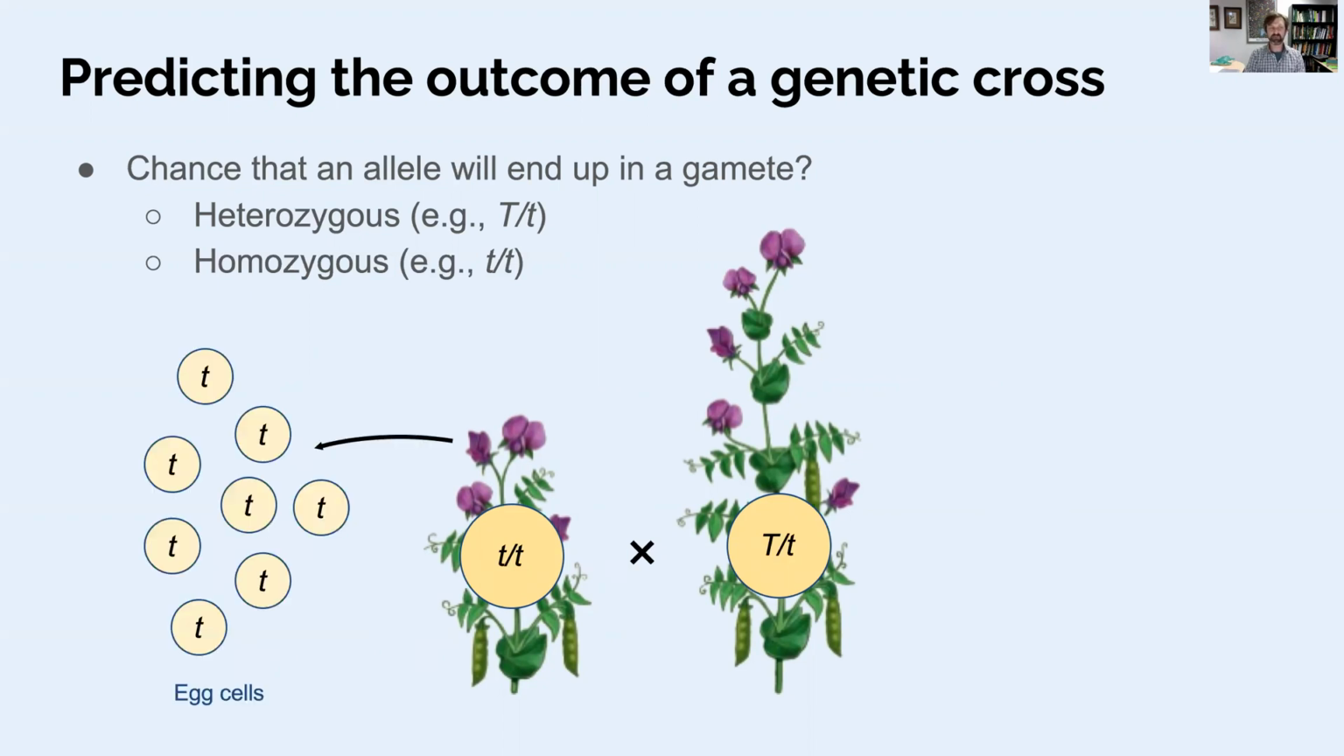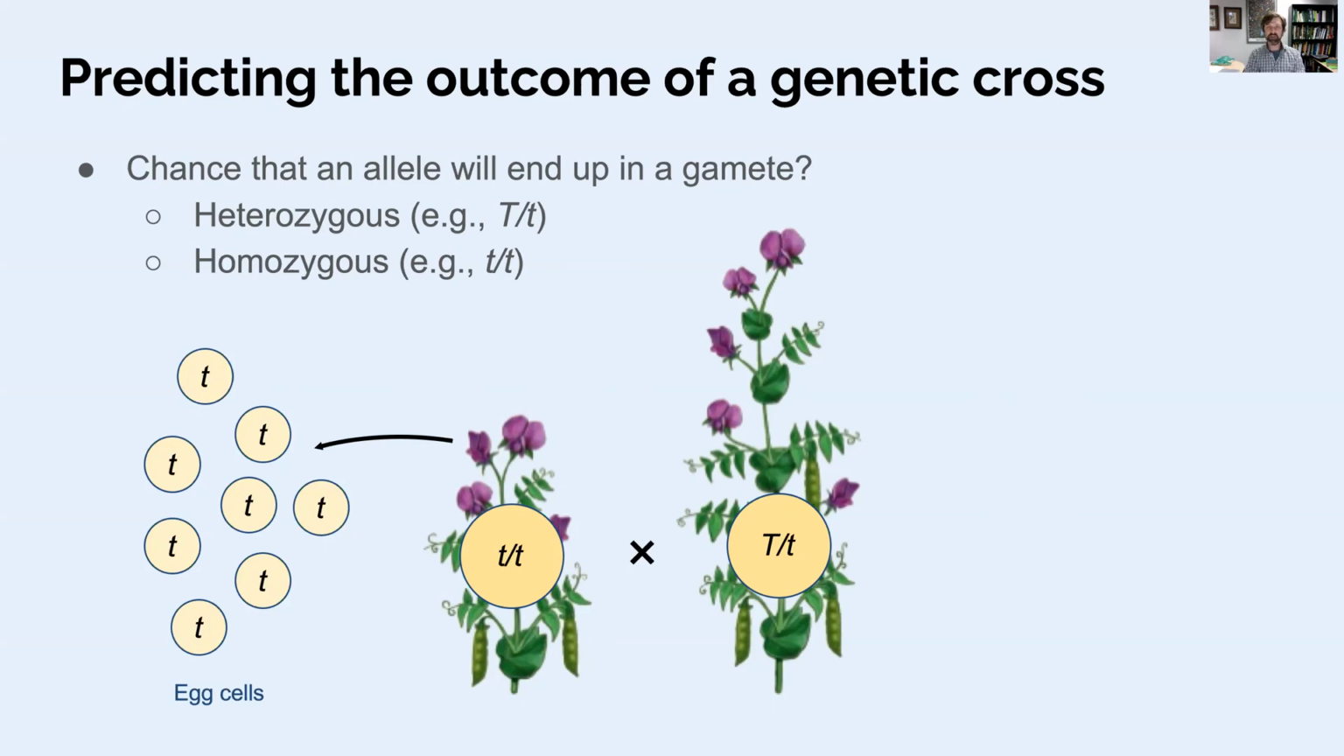So if we start with the dwarf individual, that dwarf individual is homozygous recessive for the T gene, has only the recessive little t allele, and therefore every gamete that it makes is going to have that little t allele. So we actually know a lot about the kinds of gametes this can make, and the predictions are maybe not so exciting because they're 100% little t.